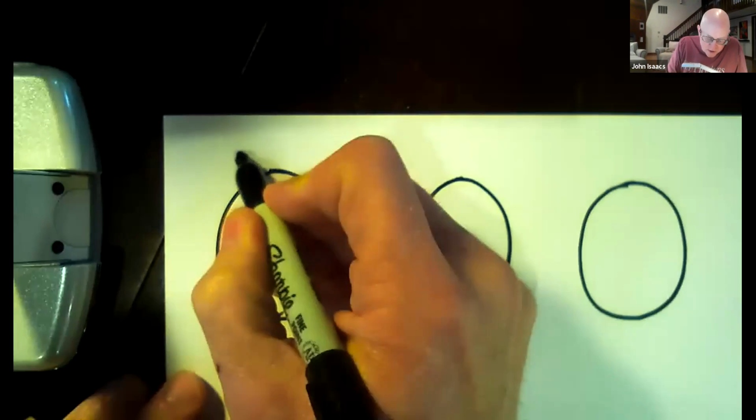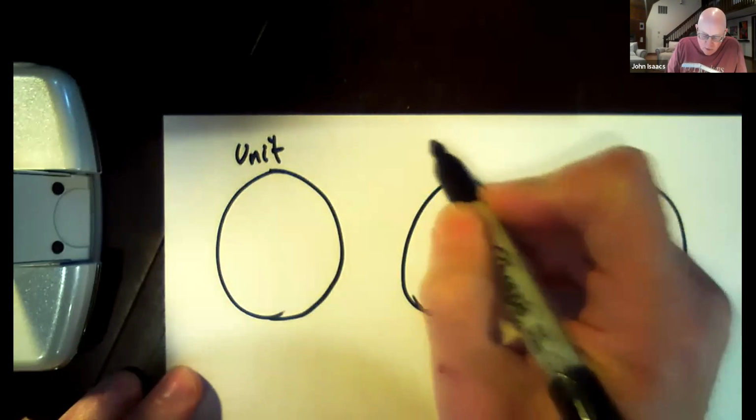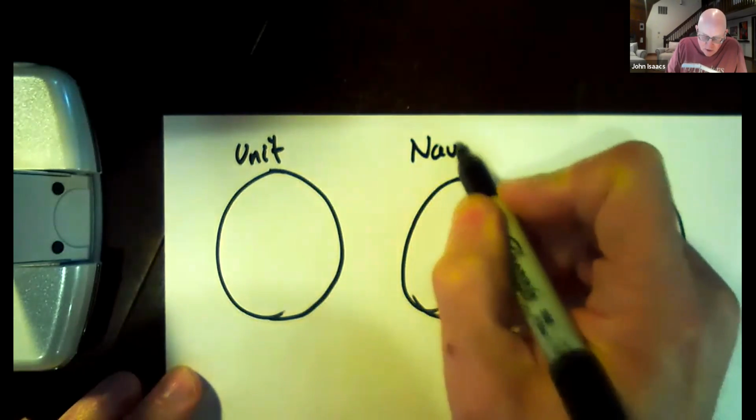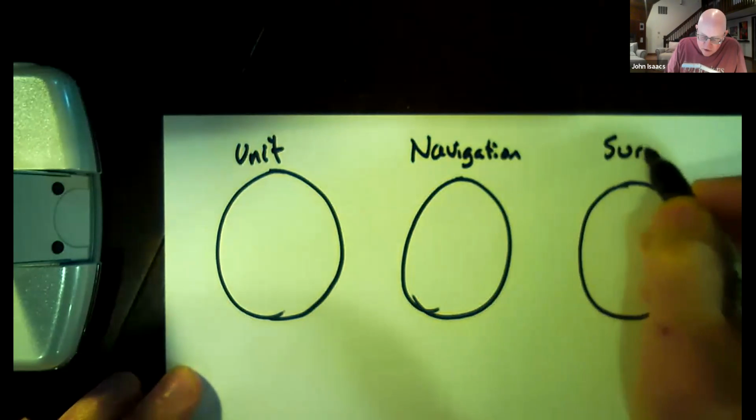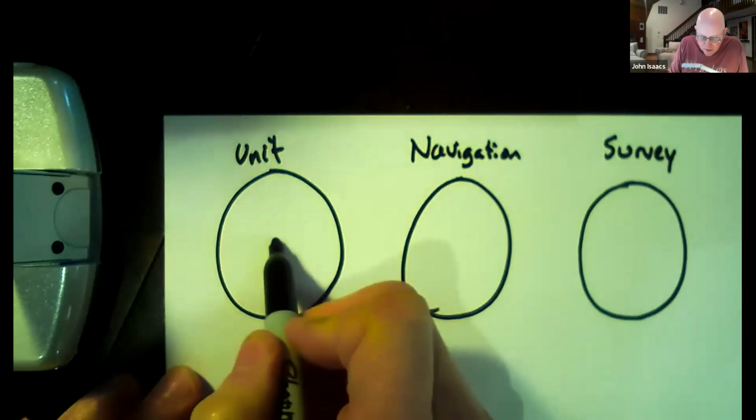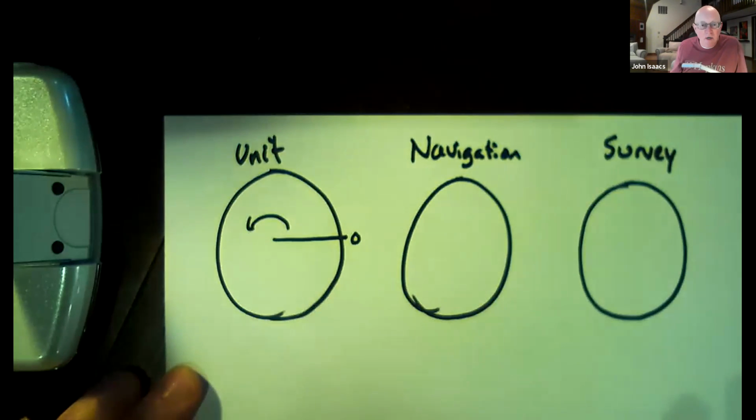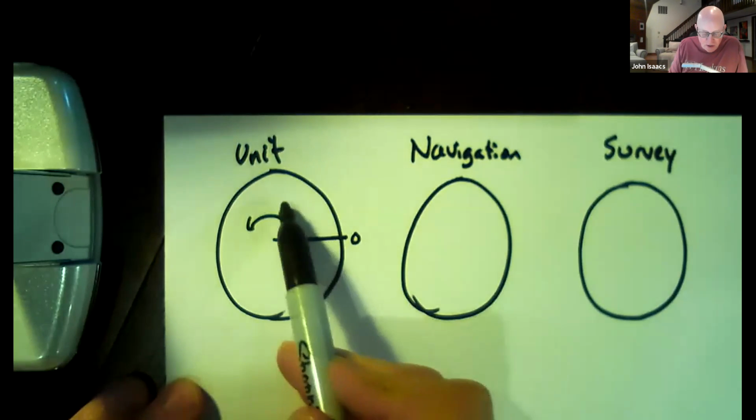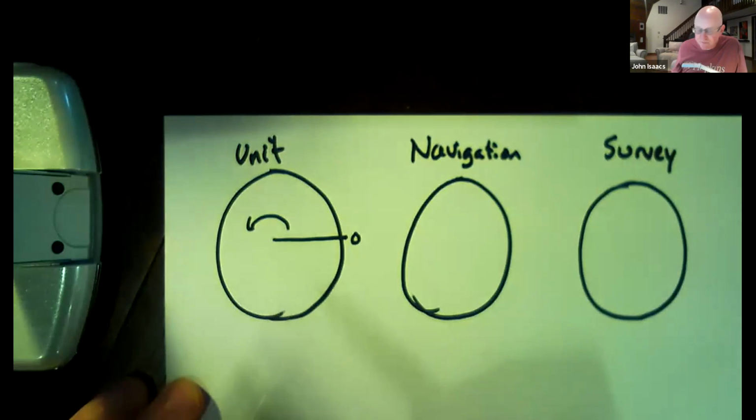We're going to consider this like your unit circle, like you've always had before. This one will be your navigation circle that an airplane or a ship would use. And this would be the survey circle that we use in describing land. The unit circle always has 0 degrees here and works counterclockwise. That's how we've been counting degrees in the unit circle since the early part of the year. 0's here, 90's here, 180's here, 210 is here, etc.